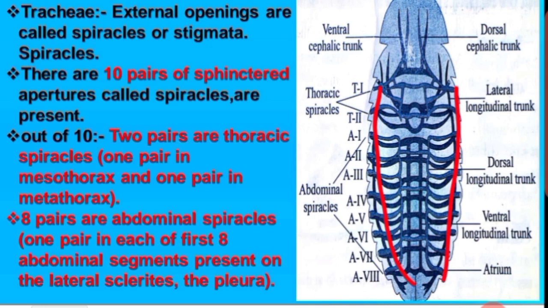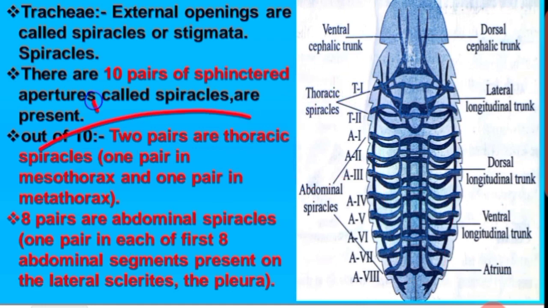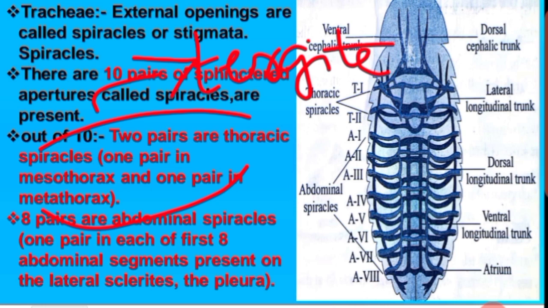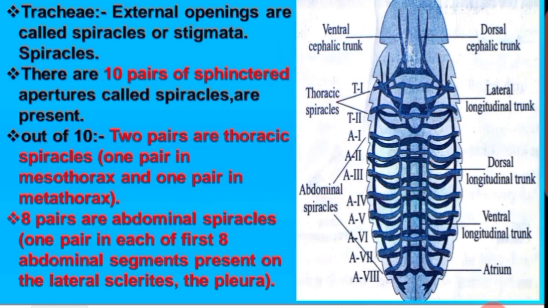What are lateral sclerites? In the last video itself I told you, pleurite. In cockroach, the dorsal sclerite is called tergite. The ventral sclerite, that chitinous plate, is called sternite. And the lateral sclerite is named pleurite. So these spiracles are present on the lateral sclerite, the pleurite.